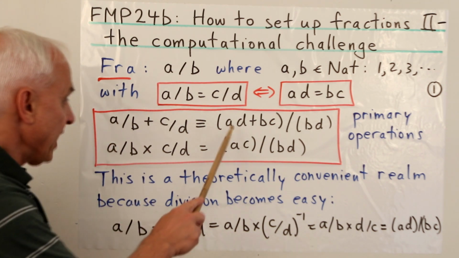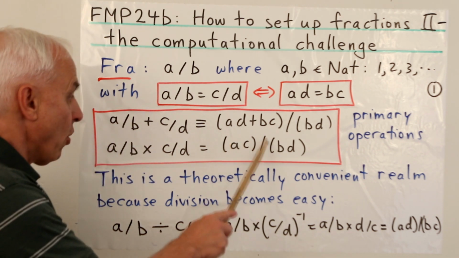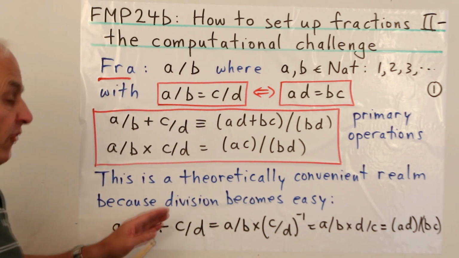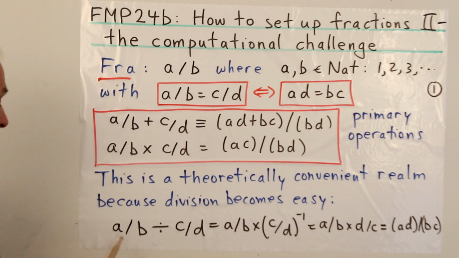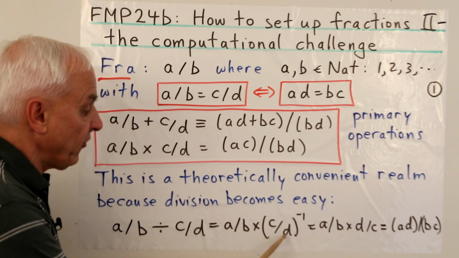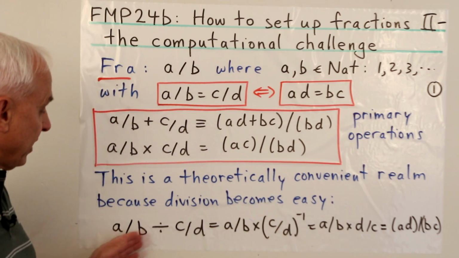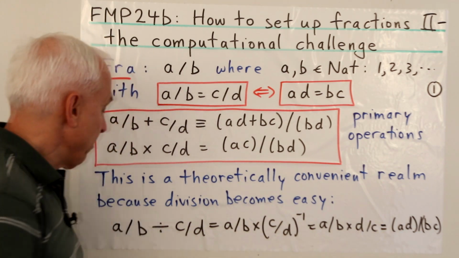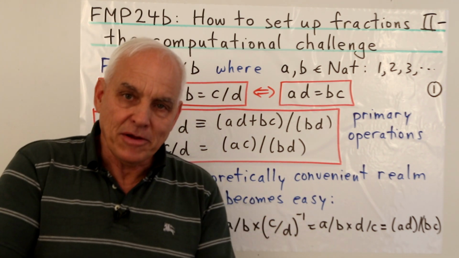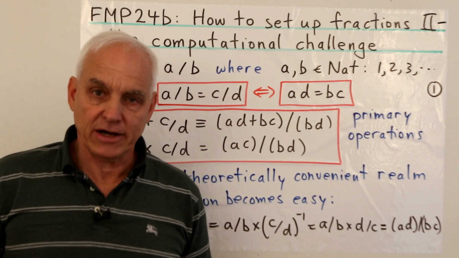A over b plus c over d is ad plus bc all over bd, while a over b times c over d is ac over bd. Now this is a very convenient realm because we can also introduce division very pleasantly. A over b divided by c over d is defined to be a over b times the inverse of c over d. And the inverse of c over d is just d over c. So we get that this division is just ad over bc. So that's very pleasant because usually division is a complicated process. So here in this world of fractions, it's relatively simple, which is a very attractive aspect.